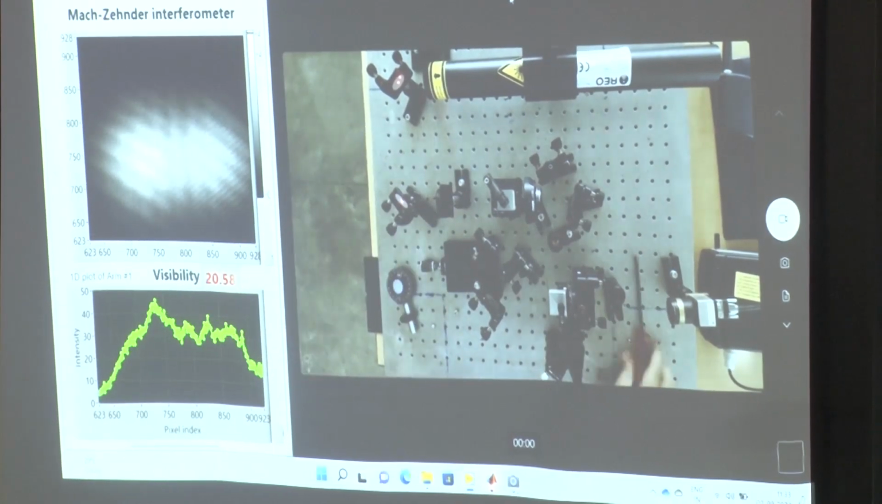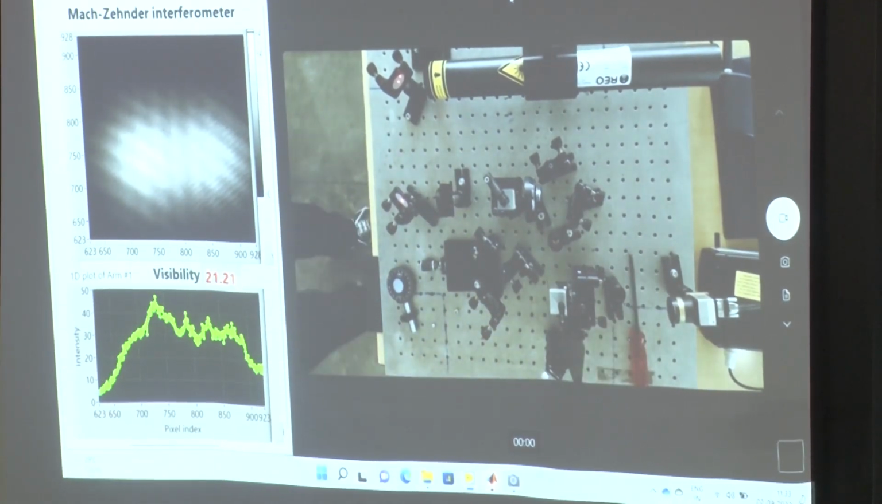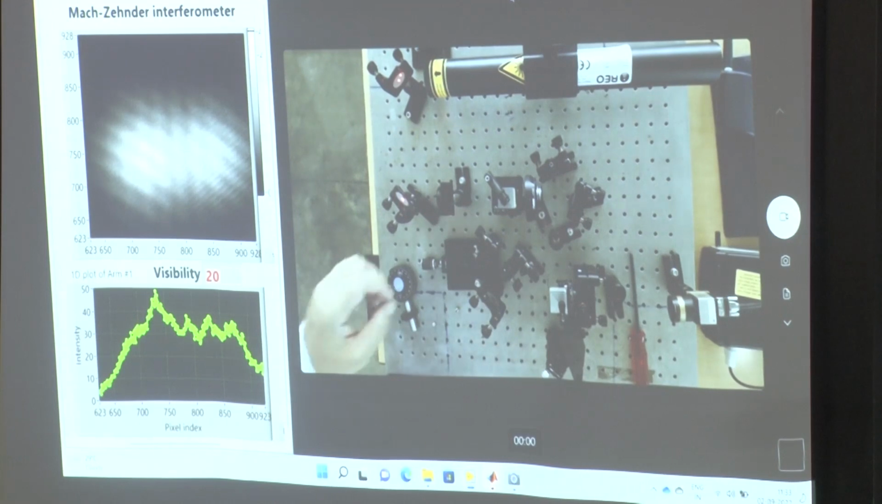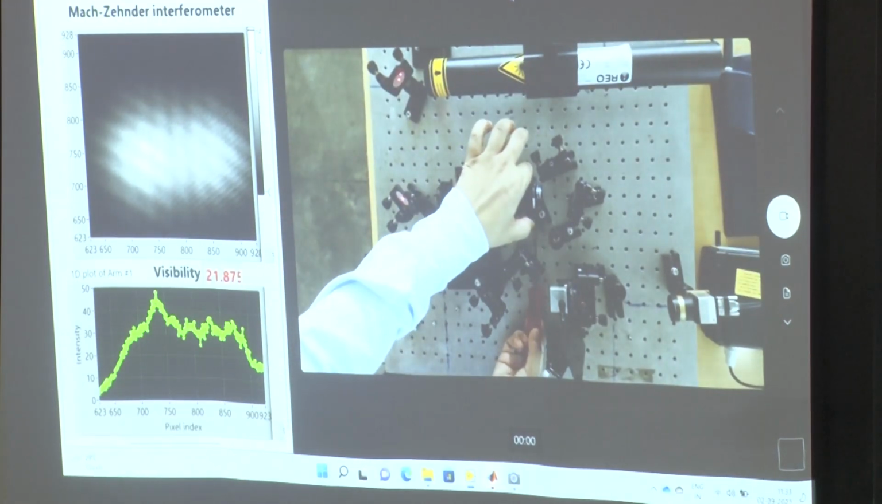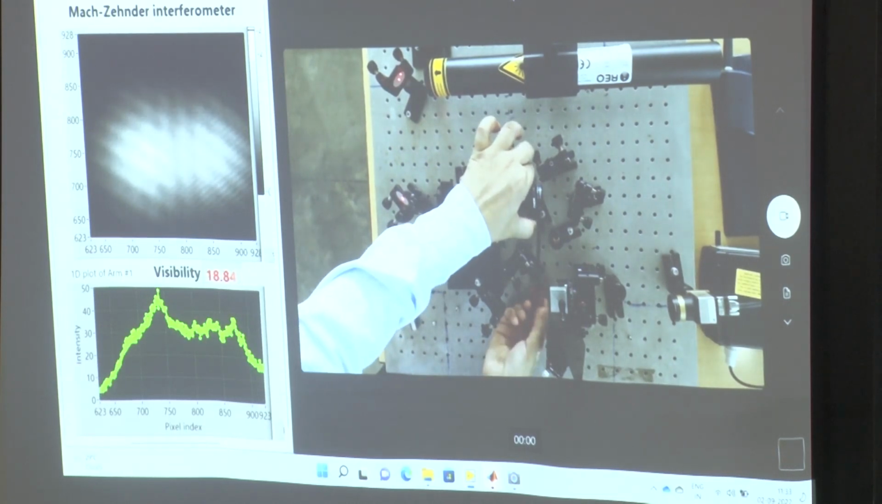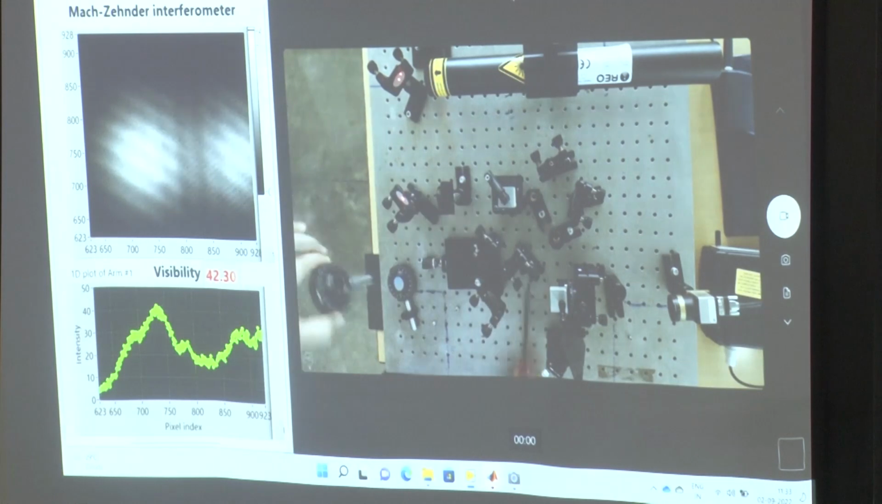Okay, so this was just a little detour as to what polarization can do, and I will remove the half-wave plate as well. Any question?